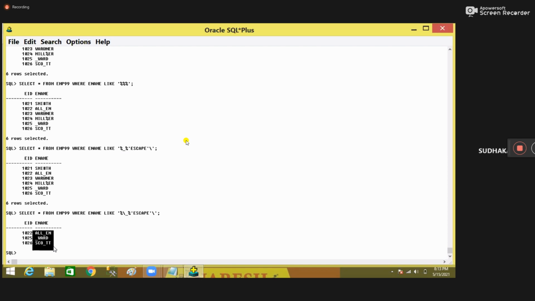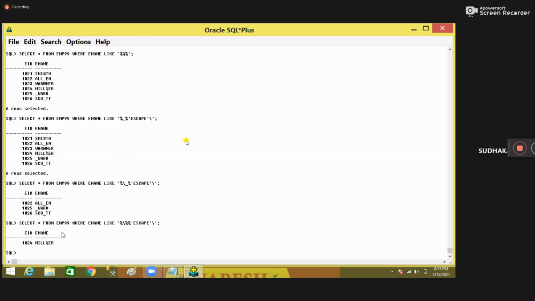In the same pattern, guys, percentile also has the same problem. Yes, percentile also has the same problem. So how do we overcome it for percentile? Percentile slash percentile, and now we have to use escape slash. Now let's execute. Which employee names have percentile? Those are the people I'm getting now.